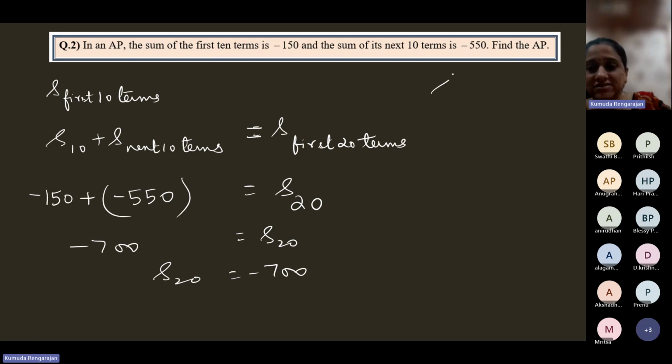The first one is S10 is equal to minus 150. That is the first equation. The next one is S20 is equal to minus 700.